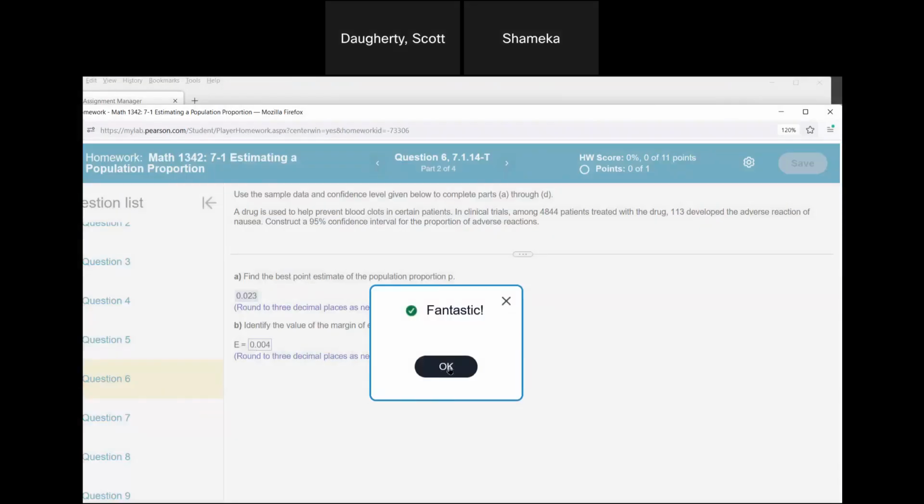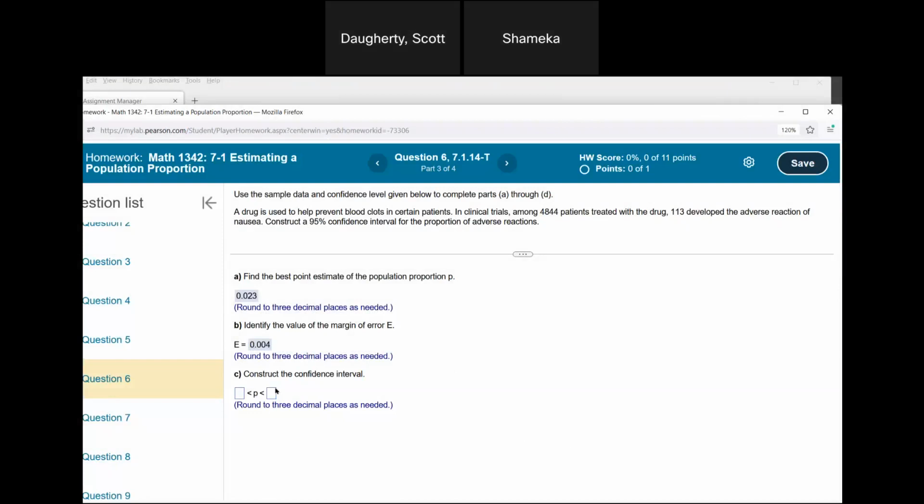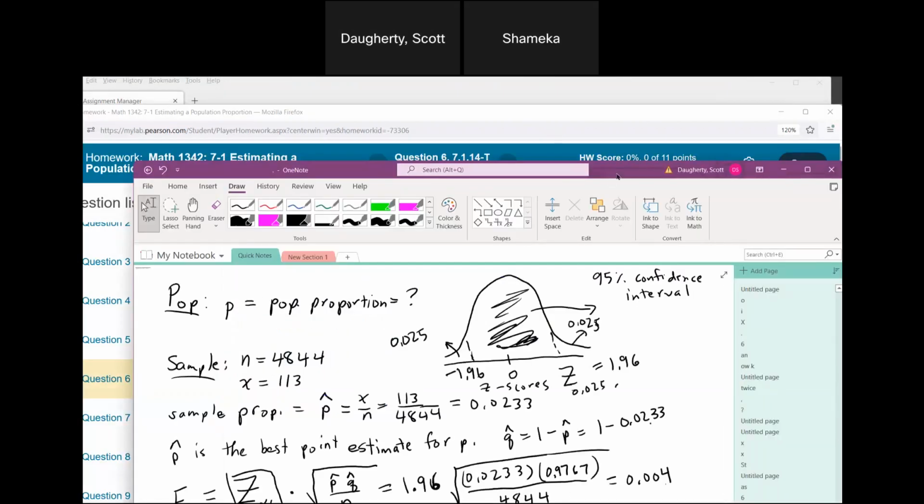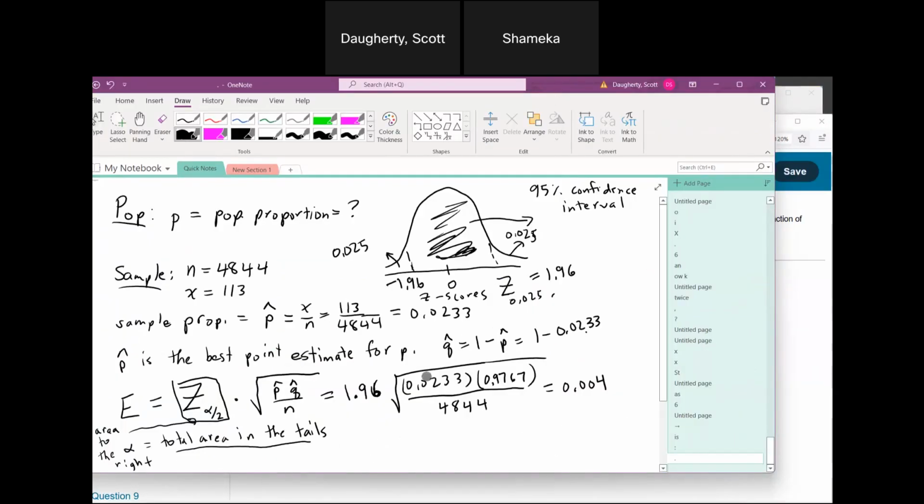Okay, so that's the margin of error. It's a very small number. Then the final thing is to actually find what we call the confidence interval. Essentially, this is your point estimate, right? Part A was to find the best number. If you had to give me your best estimate, you would say 0.0233, right? About 2.3% of the population as an estimate would develop nausea based upon my sample proportion.